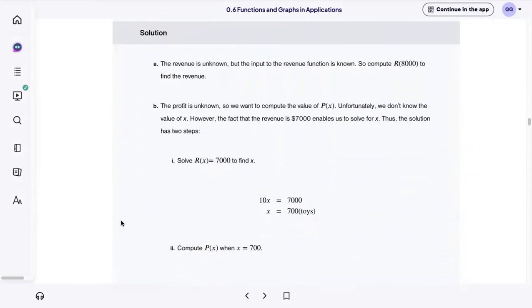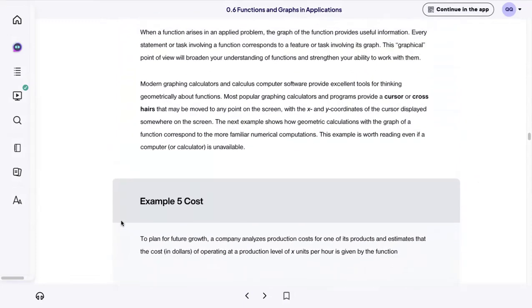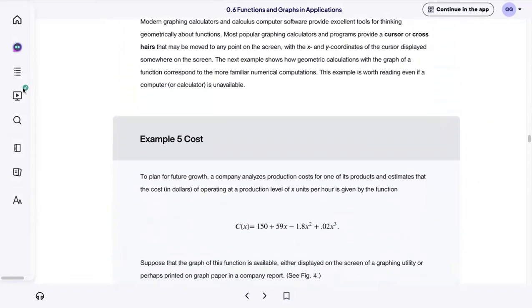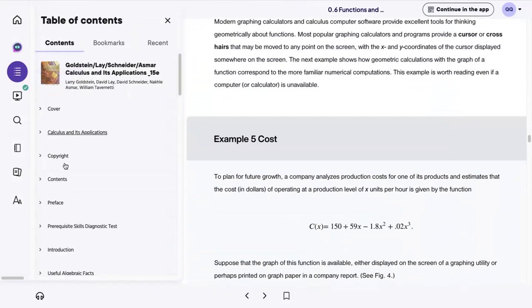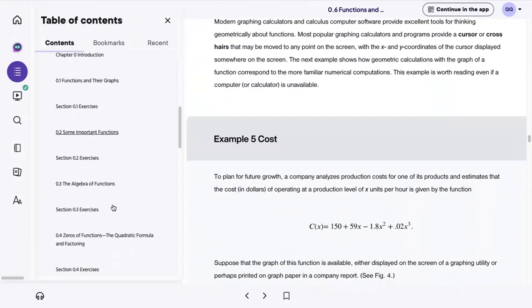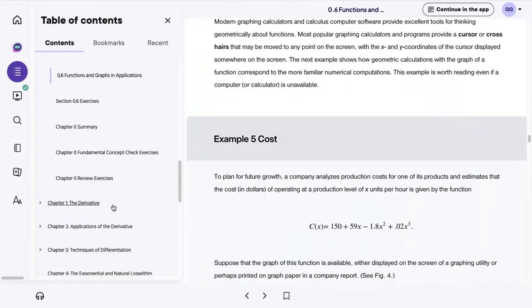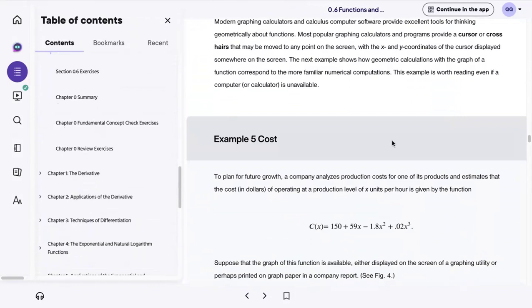So this is a similar question. That's how we use functions in applications. Those things are basically a review of functions.